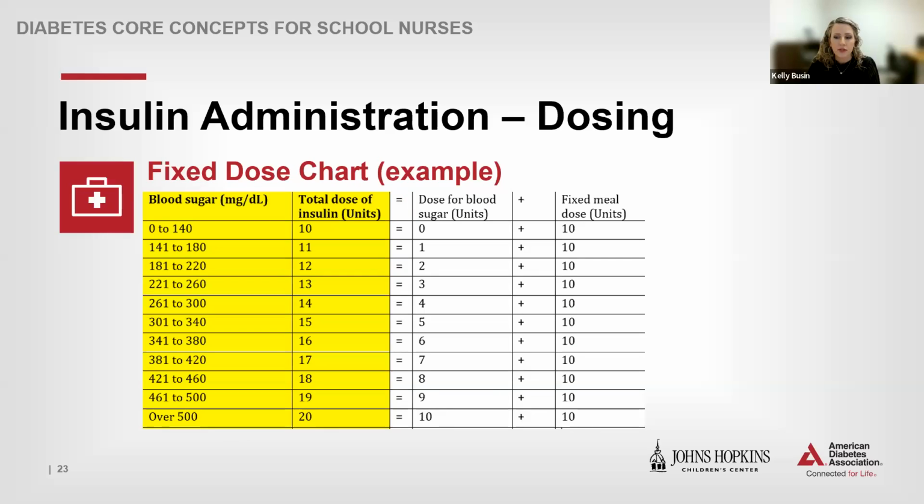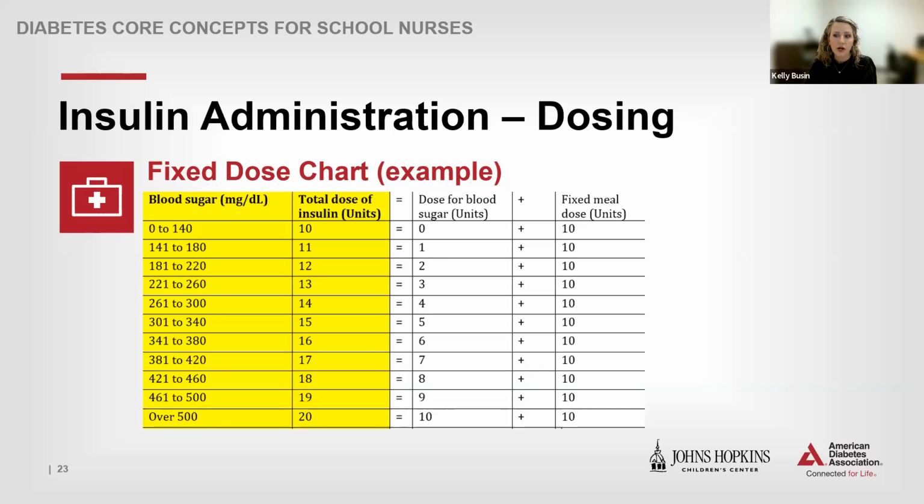The chart shown on this slide is an example of a fixed insulin dosing chart that a student might receive from their diabetes team. On the left-hand side of the chart, which is highlighted in yellow, you can see the student sliding scale. And on the far right-hand side of the chart, you can see that the student is receiving a standard 10 units of insulin for their carbohydrate consumption.